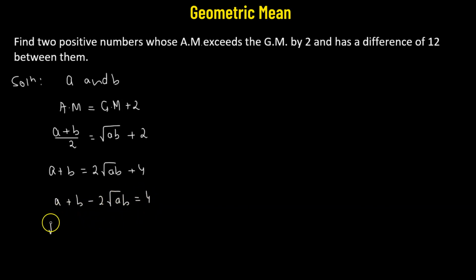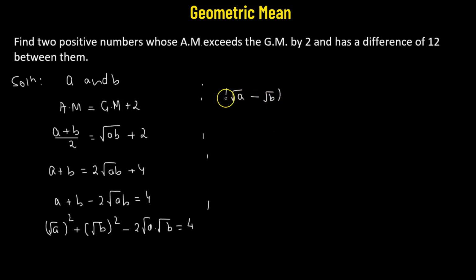Now a can also be expressed as (square root of a) squared, plus (square root of b) squared for b, minus 2 times the square root of ab, which can be expressed as the square root of a times the square root of b. That's because both a and b are positive numbers. So this is equal to 4. So this gives us (square root of a - square root of b) squared = 4. We take the square root on both sides. This gives us square root of a - square root of b = plus or minus 2. Let this be equation number 1.